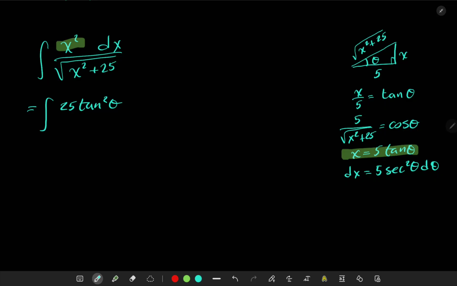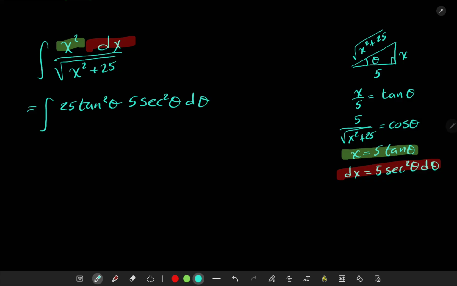Now I need the dx. I didn't want to do that. I want to do this one. My dx is going to go in here, and I put it as 5 secant squared. I already see the annoying thing that I did to myself, but that's okay. We're going to keep going along.